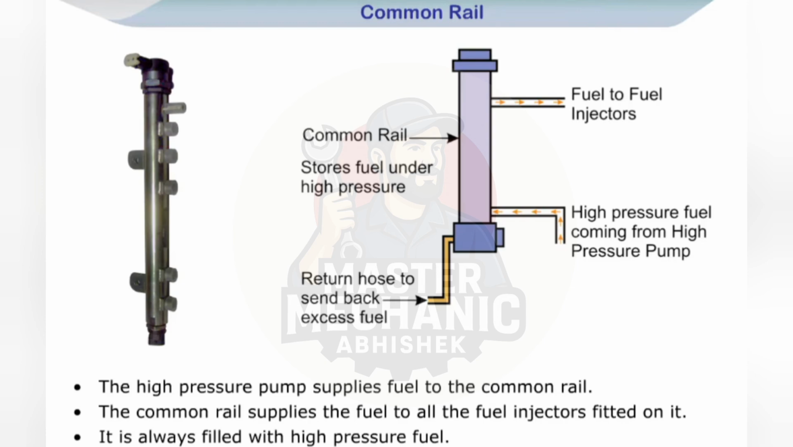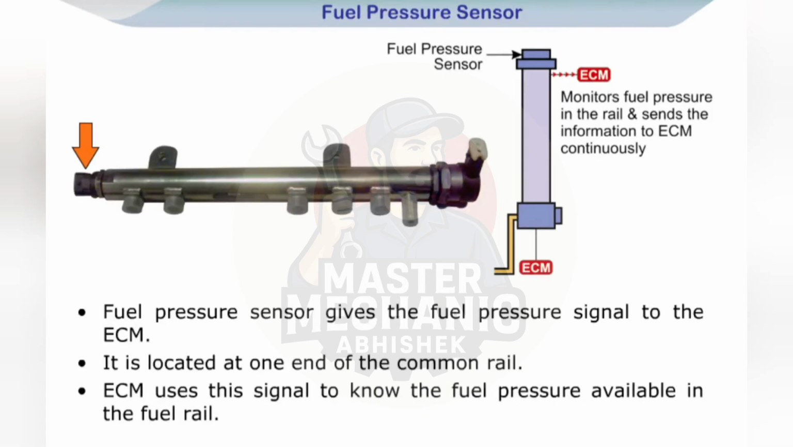It is always filled with high pressure fuel. Fuel pressure sensor gives the fuel pressure signal to the ECM. It is located at one end of the common rail. ECM uses this signal to know the fuel pressure available in the fuel rail.